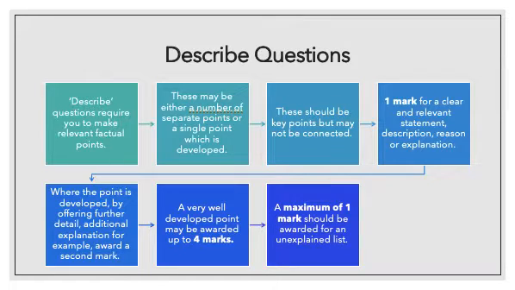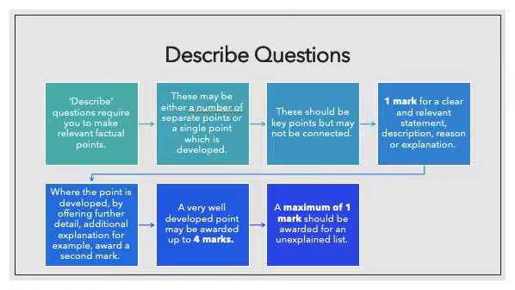Now, for describe questions, you're required to make relevant factual points. These are statements as such. These may be either a number of separate points. So if you've got 4 marks, I would recommend you to write 4 points at least. A number of separate points or a single point which is well developed. So these should be key points and related to the question. Do not be writing about Nibbana if you're asked about samsara.